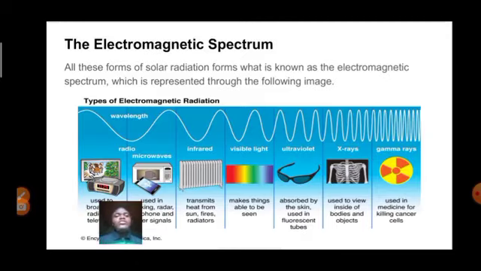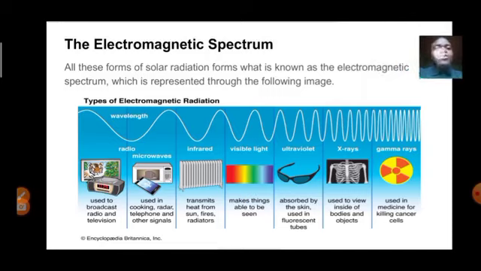Now, let's look at this. A combination of the different types of wavelengths that we have from solar radiation, that's the visible, the infrared, and the ultraviolet, gives rise to a spectrum known as the electromagnetic spectrum. The electromagnetic spectrum is represented here by this image we have on our screen, and I'm going to break it down as follows. You see from the left hand corner, as we move towards the right, the wavelength becomes shorter and shorter and shorter.